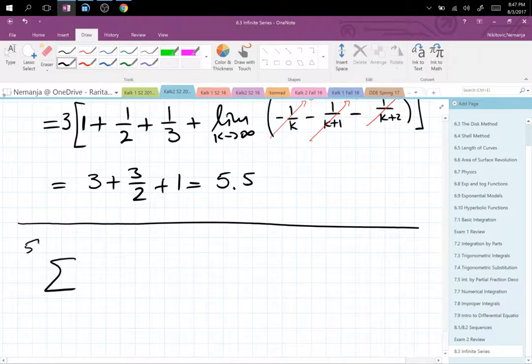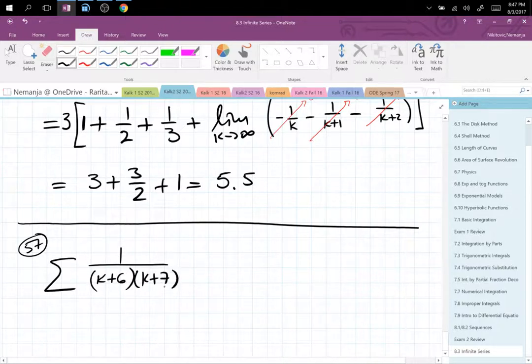Problem 57. The sum of 1 over (k plus 6) times (k plus 7), from 1 to infinity. Is this in the form of a telescoping series? No. Good. Not a geometric series. It's not geometric either. So what now?